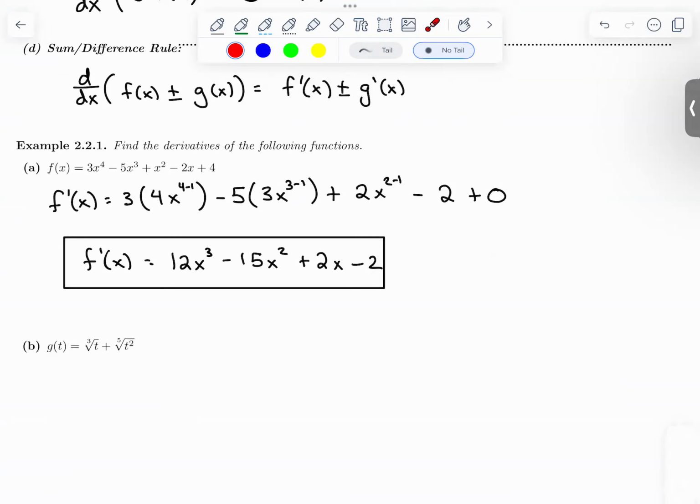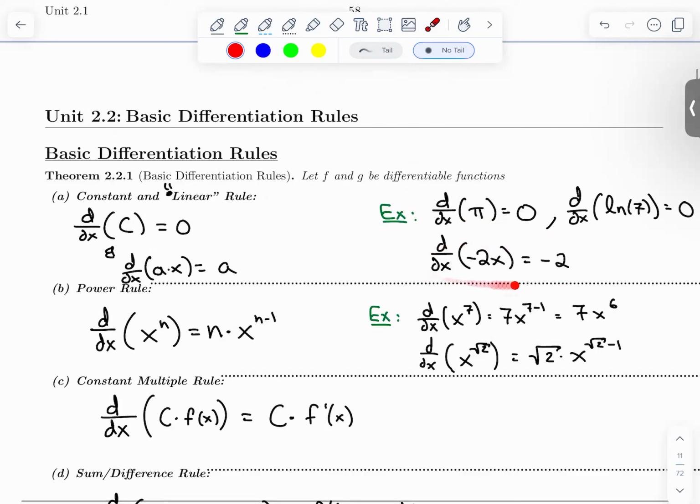Yes, Chris. So you get the minus 2 at the end. So that would be the derivative of negative 2x. And that's by the linear rule up here.